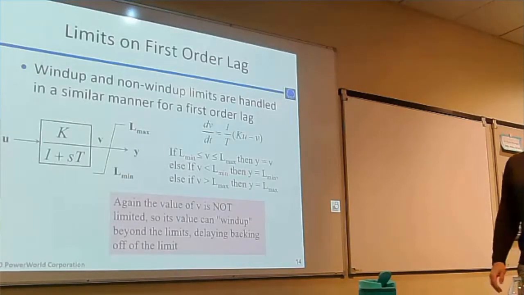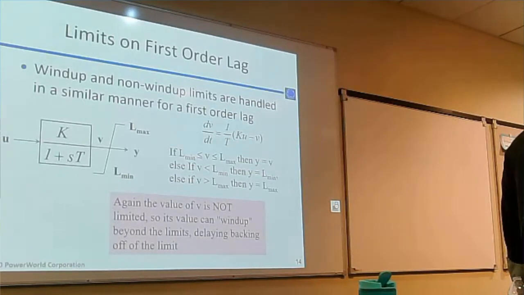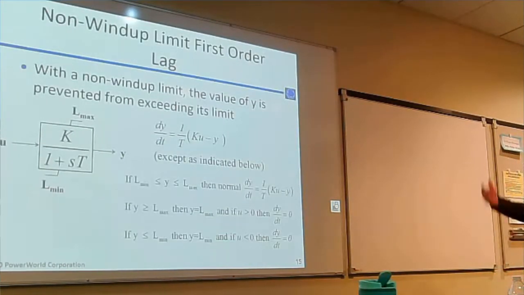This is a limit on the first order lag, and it would be coded the same sort of way. Again, the value of V is not limited, so the value can wind up, that is, it can go well above its limit, and the delay is backing off of it. This is a non-wind-up limit on a first order lag. That's the code in integrating it out. The nice thing about these is they don't wind up, so they back off right away.